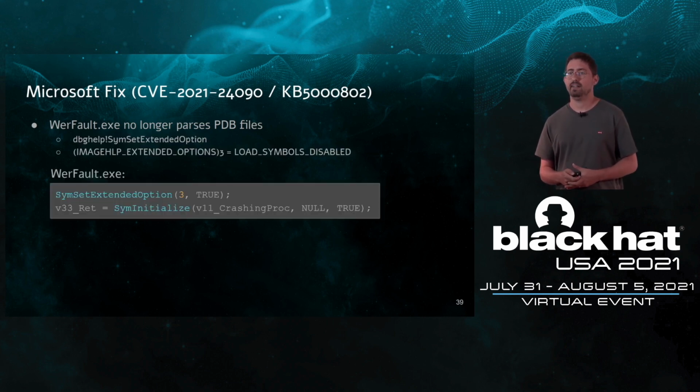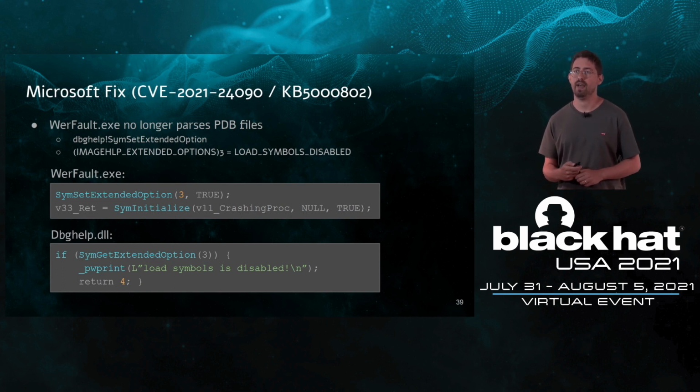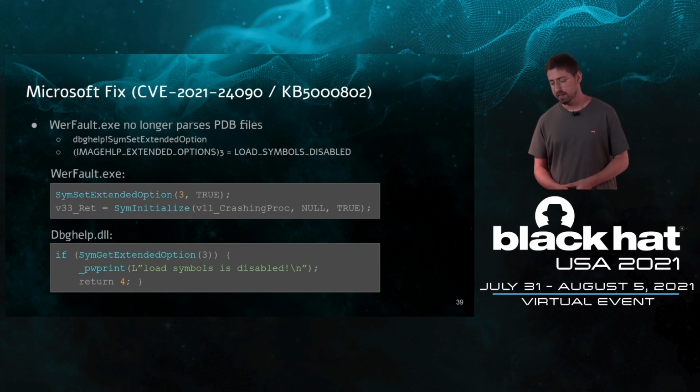And the way they did that is to call the function SymSetExtendedOption, which tweaks the way SymInitialize works. And they used an undocumented argument of the value 3, which, by reverse engineering DbgHelp, I found out simply means do not load PDB files. And that basically killed the attack surface of having WerFault parse malformed PDBs. Now, that would be all for this talk.